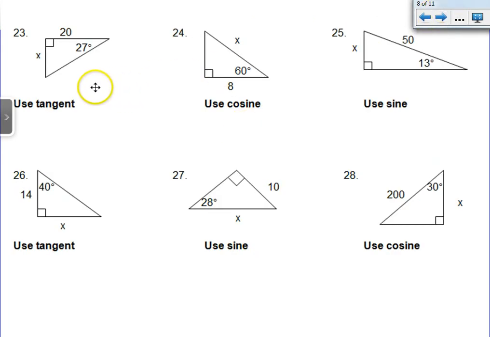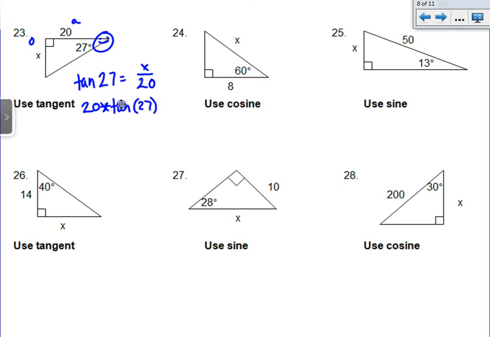Number 23, I kind of babied you and I told you to use the tangent ratio, but if you look at what part of the triangle you're given, the opposite and the adjacent side, so you'd have to use tangent. So we'd set up the tangent of 27 equals opposite over adjacent. So remember, if x is in the numerator, you just multiply 20 times the tangent of 27.